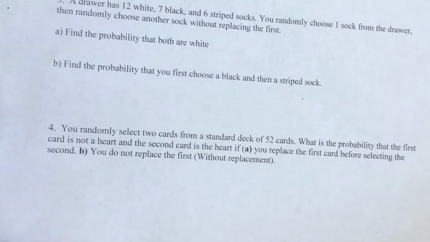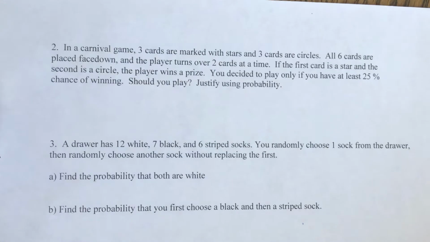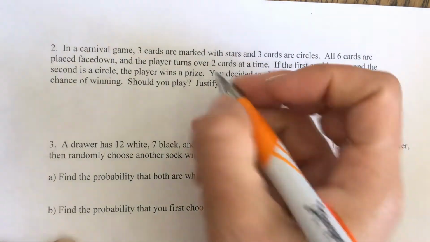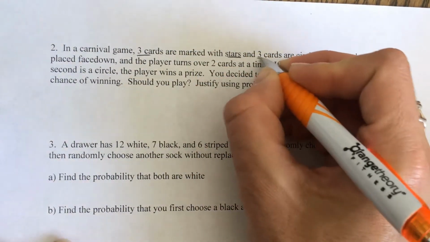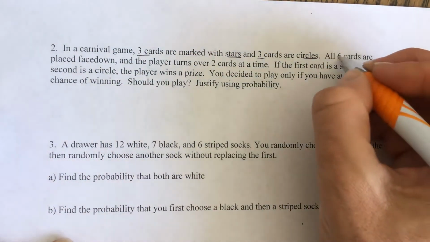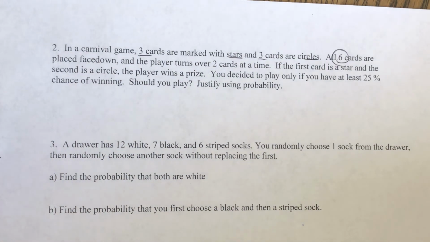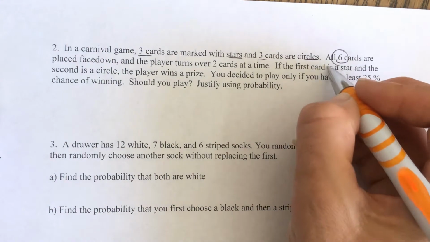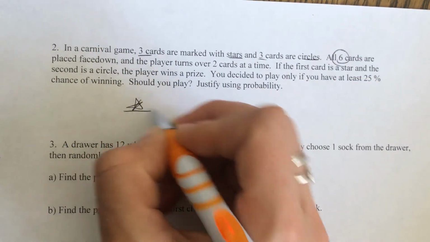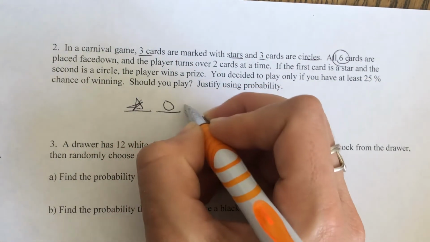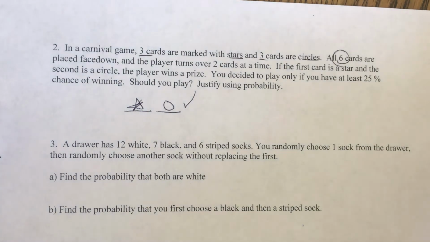Okay, so here's your next one. It says, in a carnival game, 3 cards are marked with stars and 3 cards are circles. All 6 cards are placed face down and a player turns 2 over at a time. If the first card is a star and the second is a circle, you win. You decide to play if and only if you have a 25% chance of winning. Should you play? Justify.